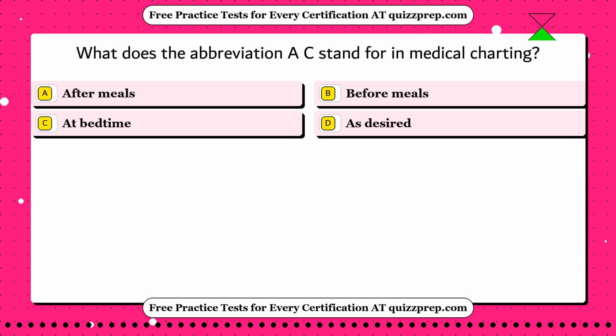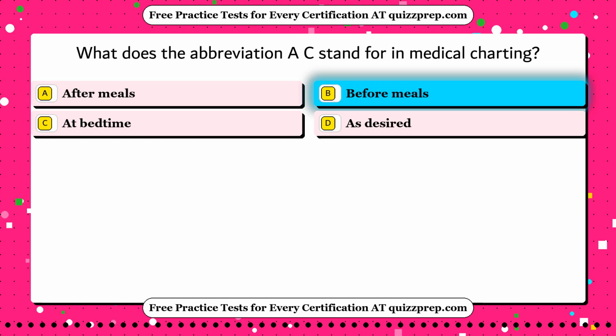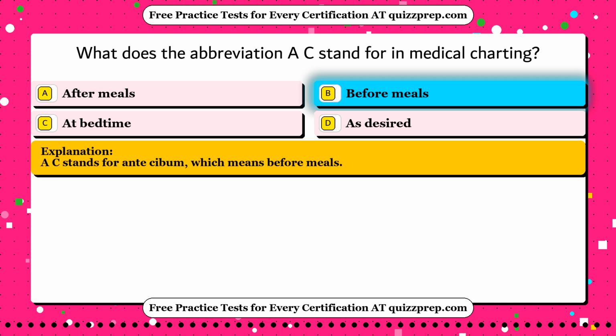Question 2. What does the abbreviation AC stand for in medical charting? Option A, after meals. Option B, before meals. Option C, at bedtime. Option D, as desired. The correct answer is option B, before meals. AC stands for ante cibum, which means before meals.